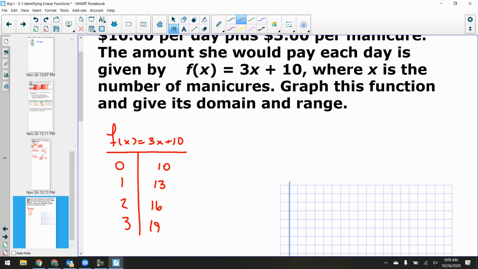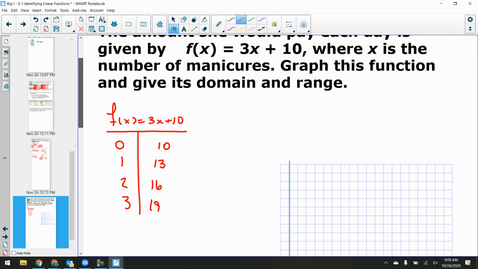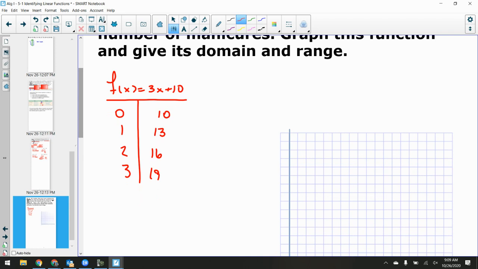Now, why can I just list those off like that? Because you can see a pattern. And if it's linear, you should see a constant change in x and a constant change in y. The x's should go up by a certain amount and the y should go up by a certain amount. Do we see that happening in this table? Yeah, x's go up by 1, y's go up by 3. It is linear.